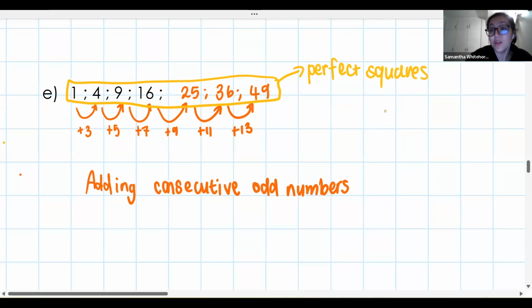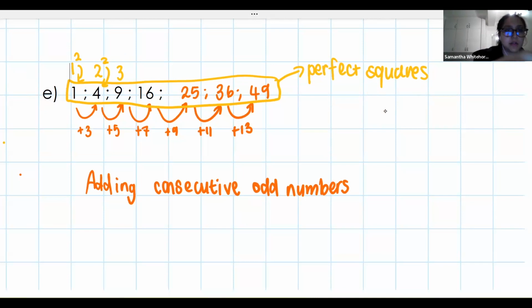And so another way to describe these numbers is through squares. If we said 1 squared, we would get 1. If we said 2 squared, we would get 4. If we said 3 squared, we would get 9. 4 squared, 16. 5 squared, 25. 6 squared, 36, etc., etc., etc.